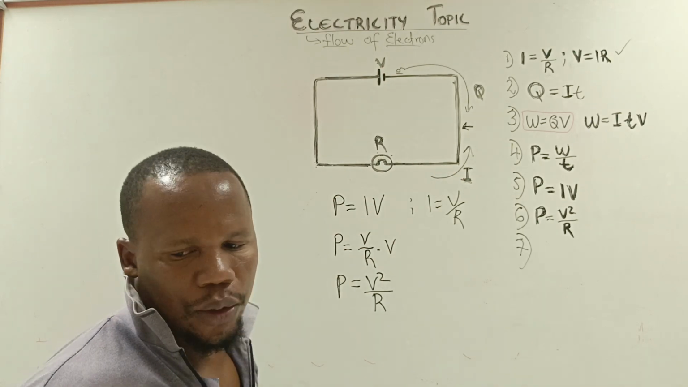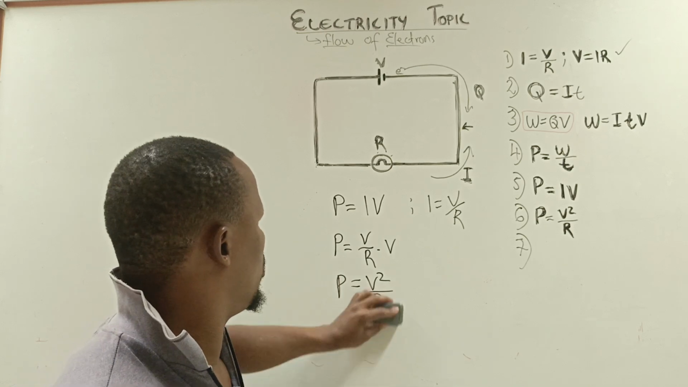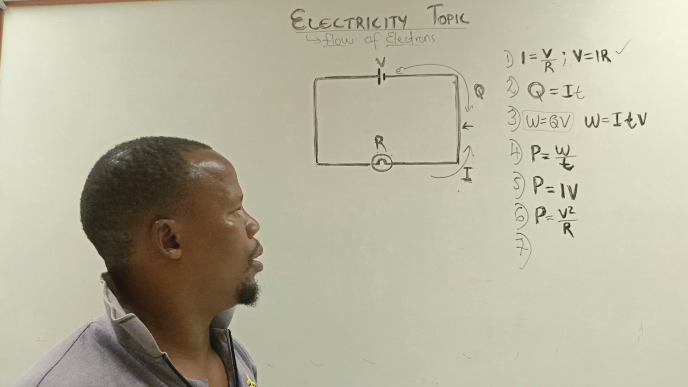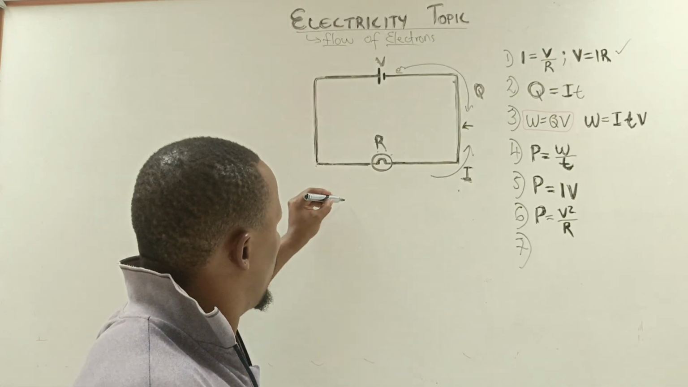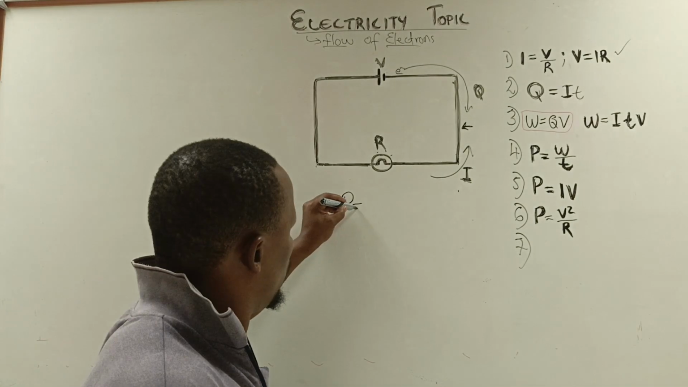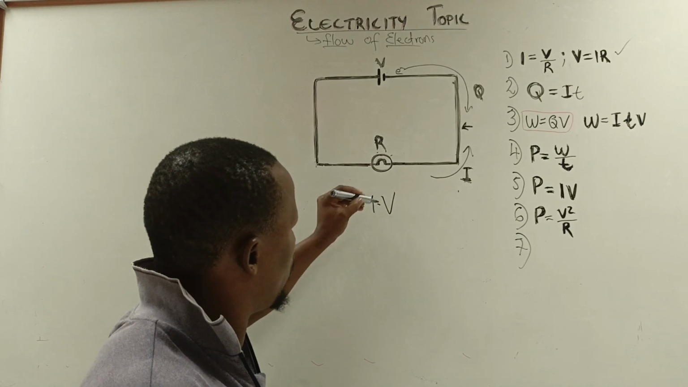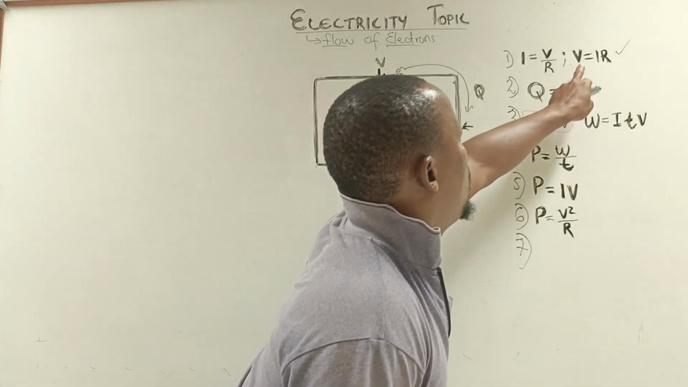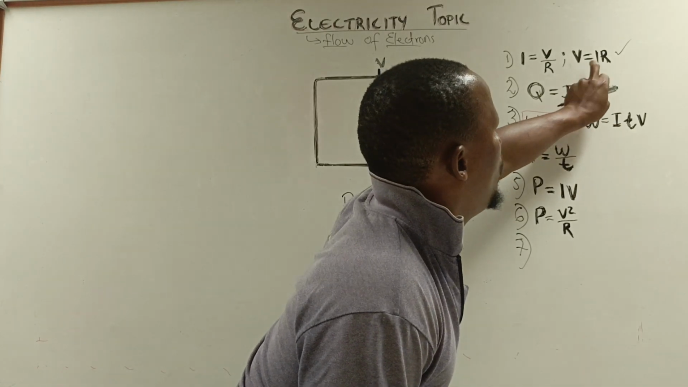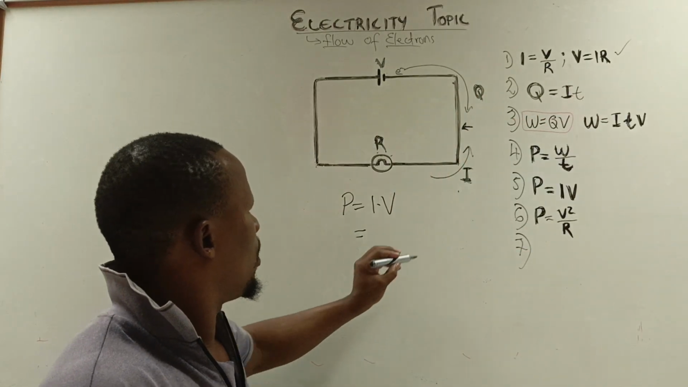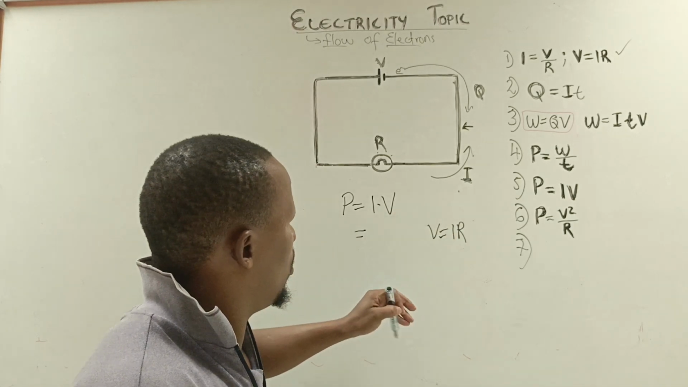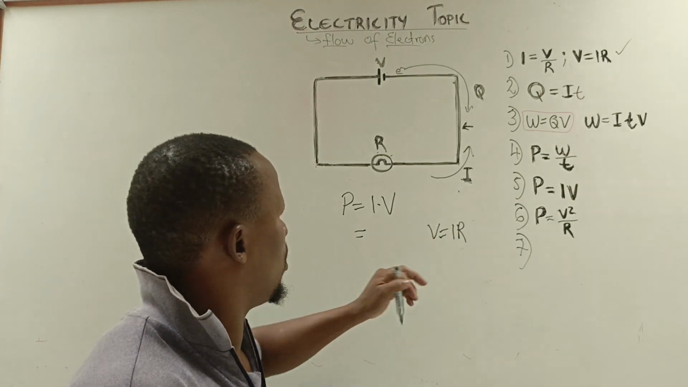So when I have power, power equals IV. Now, how do you make V the subject of the formula? V equals IR. V is equal to IR.